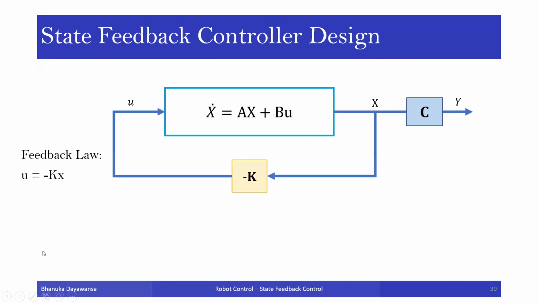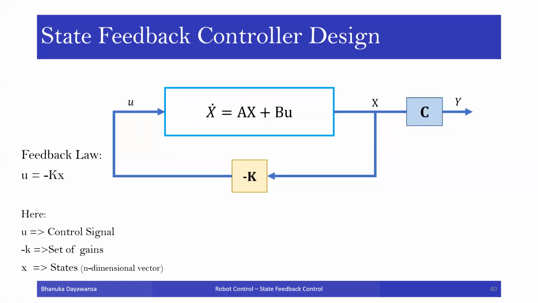There's something called a feedback law, which we'll explain. For the time being, don't think much about that. If you have a system, you have this u equals minus Kx type feedback law implemented. This is the control signal. K is what we call the state feedback gain. X is the states, an n-dimensional vector.